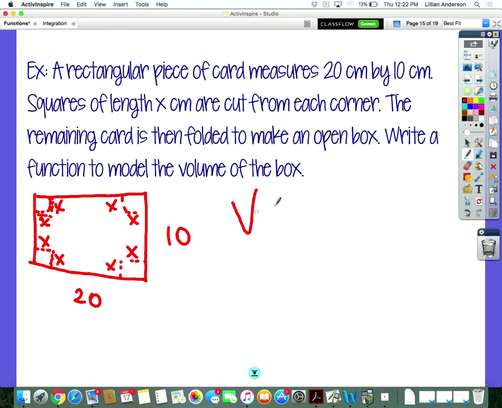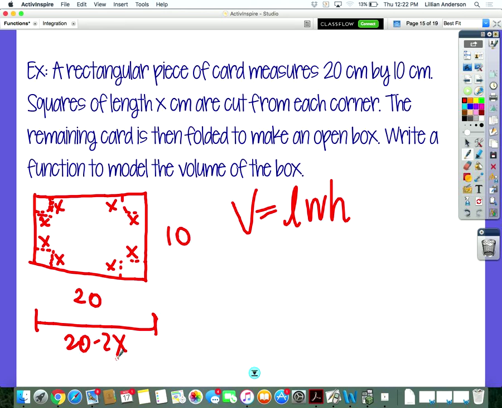Volume, we just talked about it. Volume of a box is what times what? Length times width times height. What's the length of your box? 20. No, we cut the corners. Remember, you cut the corners. When you cut the corners off, technically, you're only left with 20 minus 2x. Whatever x is, you cut off 2 of them. So 20 minus whatever the length of x was, times 2. So my length is 20 minus 2x.